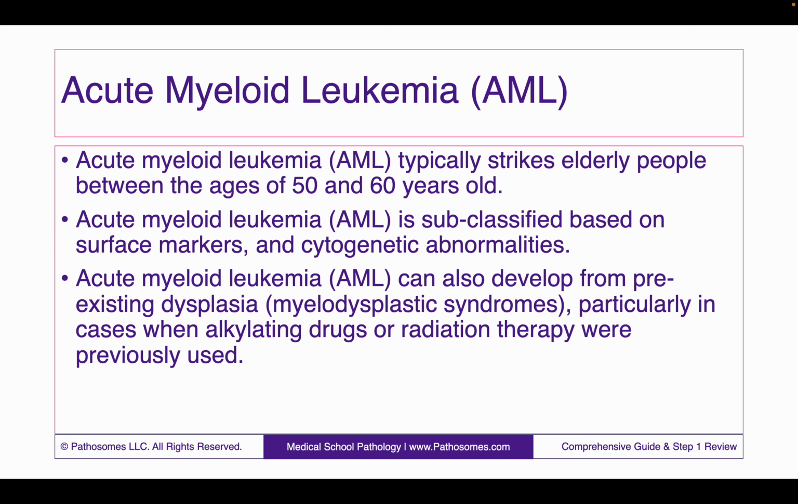Acute myeloid leukemia typically strikes elderly people between the ages of 50 and 60 years old. Acute myeloid leukemia is subclassified based on surface markers and cytogenetic abnormalities. AML can also develop from pre-existing dysplasia such as myelodysplastic syndromes, particularly in cases when alkylating drugs or radiation therapy were previously used.